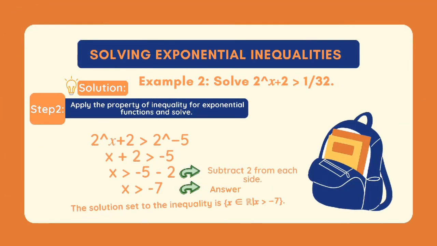Step 2. Apply the property of inequality for exponential functions and solve. 2 raised to x plus 2 greater than 2 raised to negative 5. It will become x plus 2 greater than negative 5. Subtract 2 from each side. It will become x greater than negative 5 minus 2, and the answer is x greater than negative 7. The solution set to the inequality is x is an element of the set of real numbers, x greater than negative 7. Check your solution.